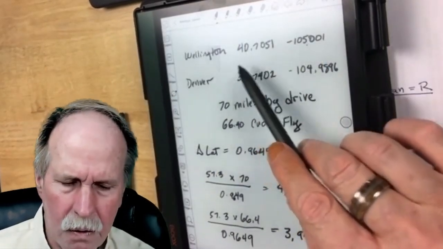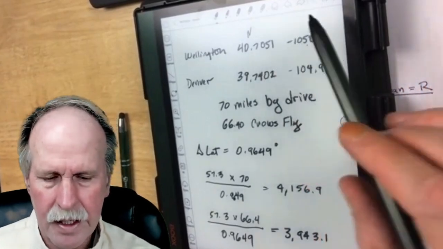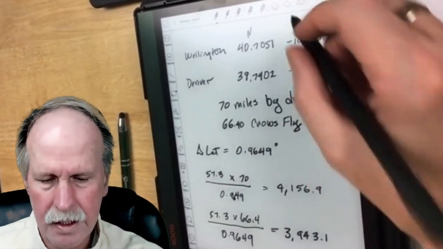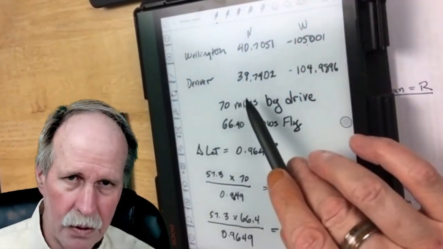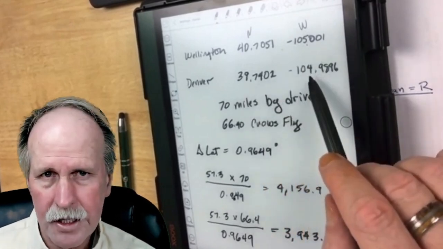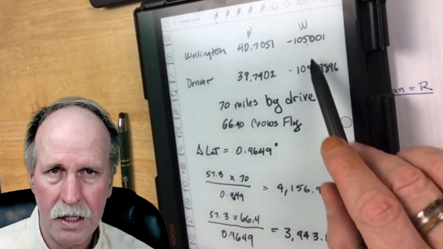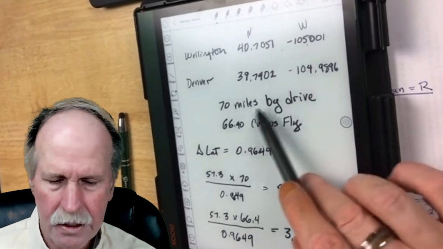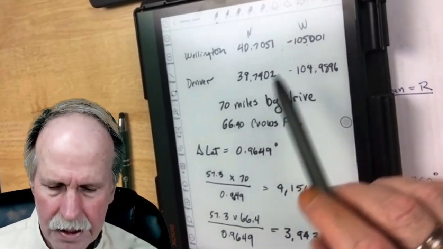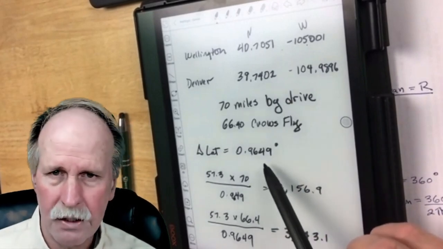Right here you'll see the coordinates of Wellington. This is 40.7051 degrees north and 105.001 degrees west. That's what the negative means. Now the point in Denver that we started was 39.7402 and its longitude is 104.9896. As you see, these longitudes are very close to each other. So it's 70 miles by drive and 66.4 miles as the crow flies. The difference in latitude between these two locations is 0.9649 degrees.